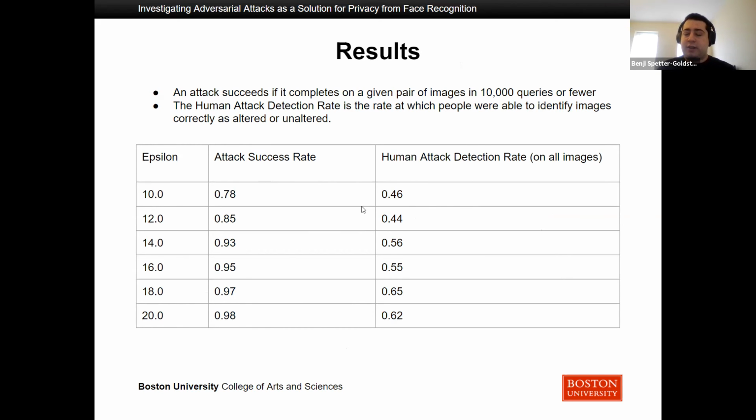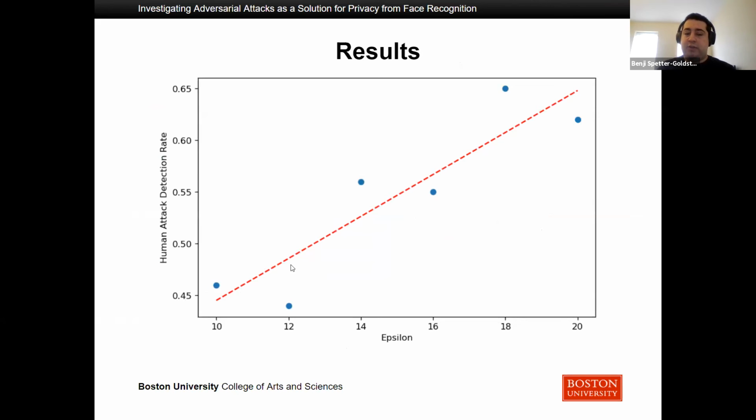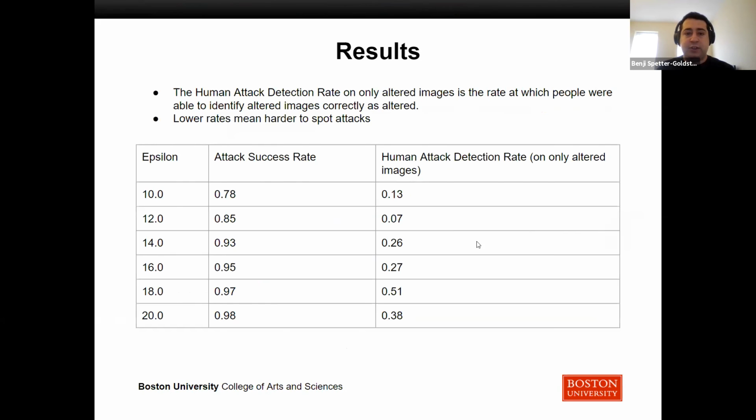When we look at the human attack detection rate, we also found that there is a very strong correlation: as your epsilon increases, your human attack detection rate goes down, but perhaps not in as steady intervals as you would see the computer success rate go up. So this really indicates to us that we're able to fool people and find a sweet spot, but we do really need to manage this epsilon because people can start telling quite fast.